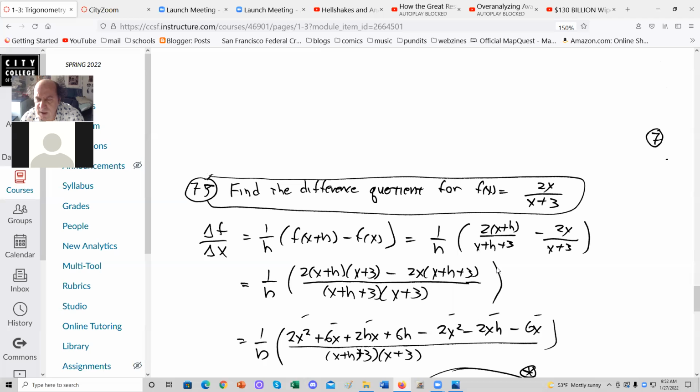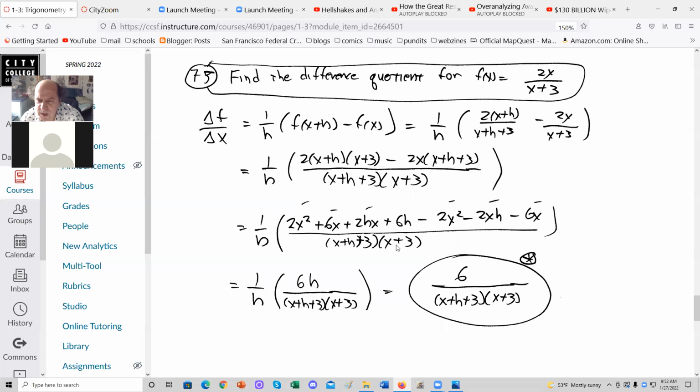Here we have the rather gnarly looking function, 2x over x plus 3. Find its difference quotient. Okay, delta f over delta x. Okay, 1 over h times f of x plus h minus f of x. I'm putting this 1 over h out in front and keeping it there because it's just a little bit more convenient to write it that way. So f of x plus h is twice x plus h over x plus h plus 3, minus f of x, that's 2x over x plus 3. And okay, we do a bit of fraction arithmetic.